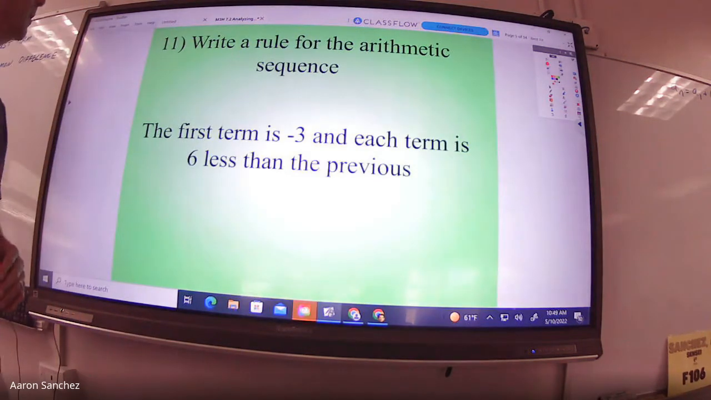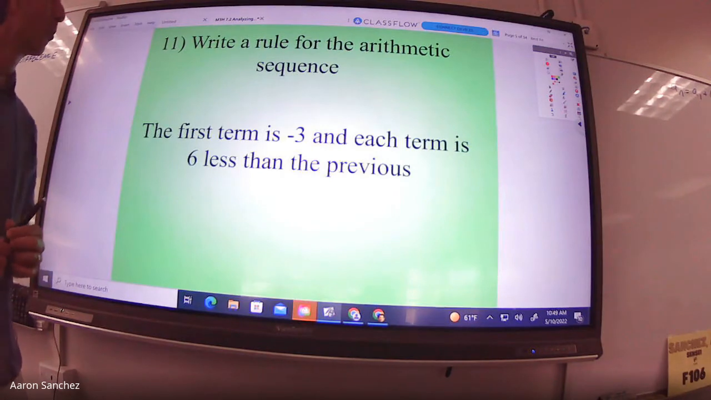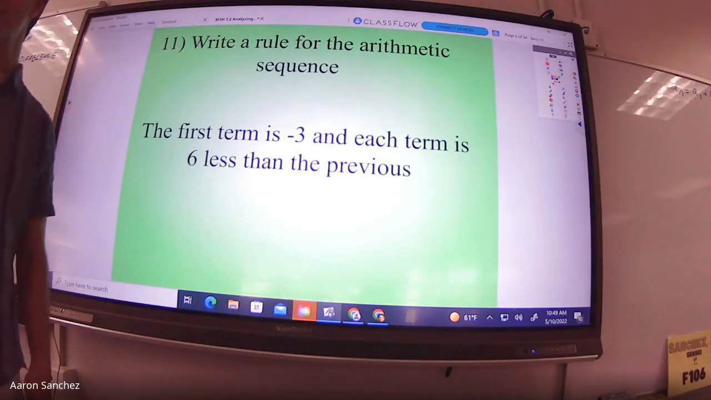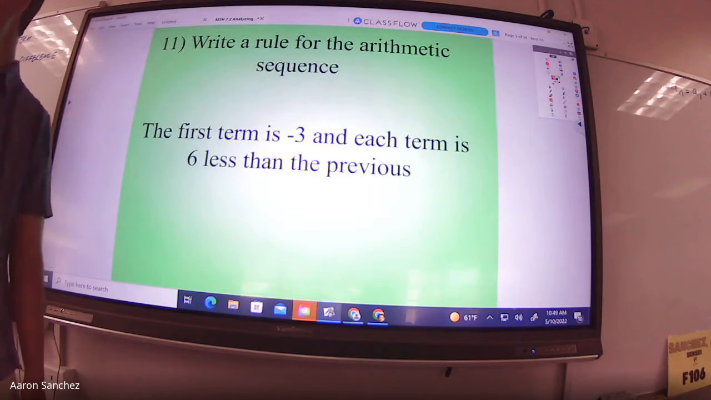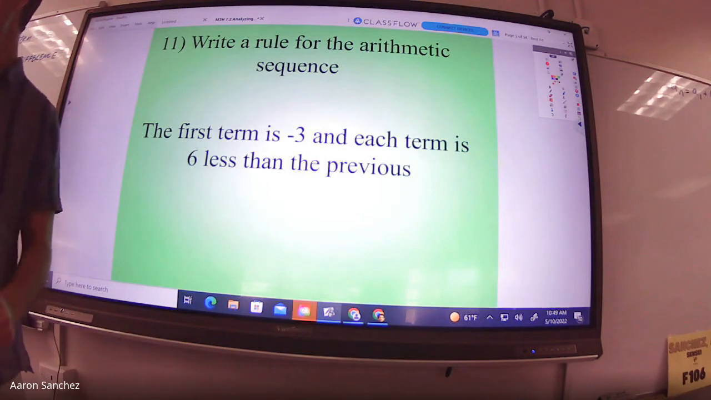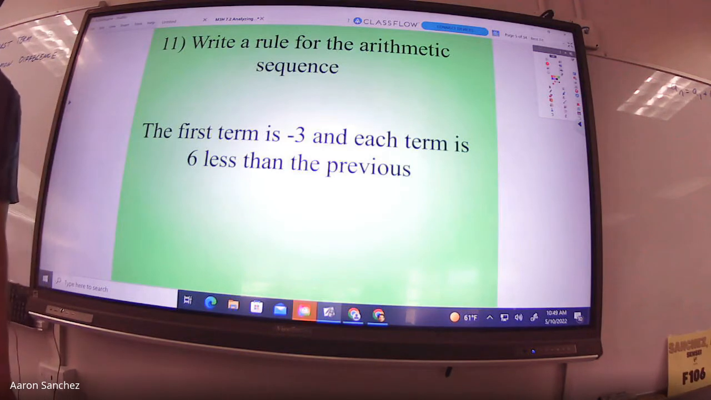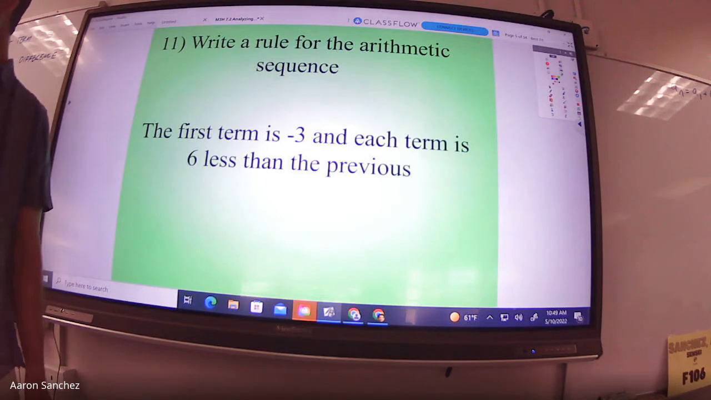Okay. Number 11. Write a rule for the arithmetic sequence. They probably do have some algorithm that's all, Google, come get me. Let's get them. Like, you know, the bots, they record and then they find and then they shut them down.